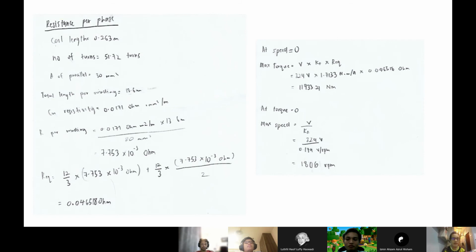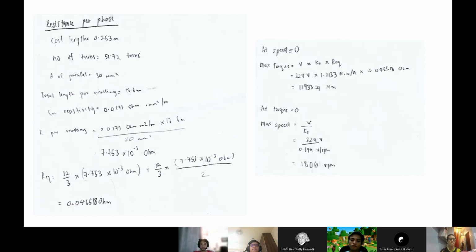For our total length per winding, the calculation is multiplying the coil length with the number of turns, and we got 13.6 meters. The copper resistivity is a fixed constant, which is 0.0171 ohm millimeter squared per meter. For the resistance per winding, the calculation is copper resistivity times total length per winding divided by our area of parallel, and we got 7.753 times 10 to the power of negative 3 ohm.